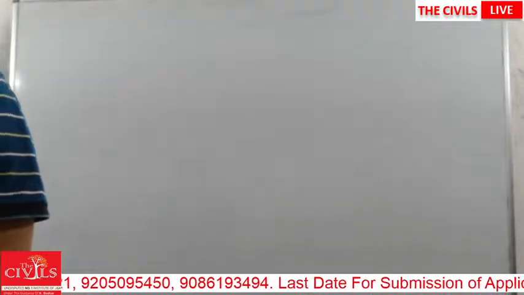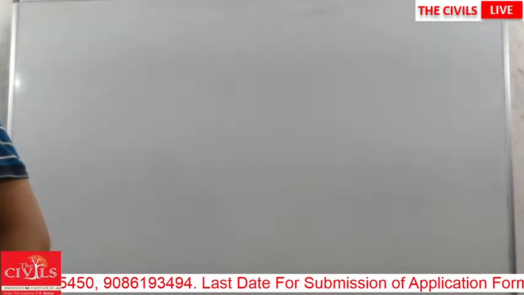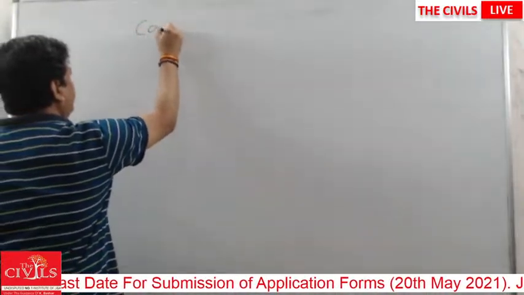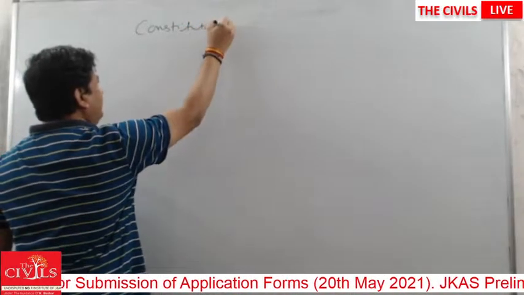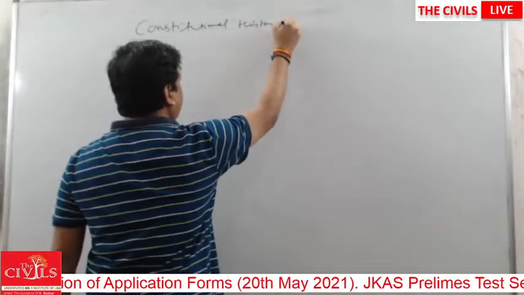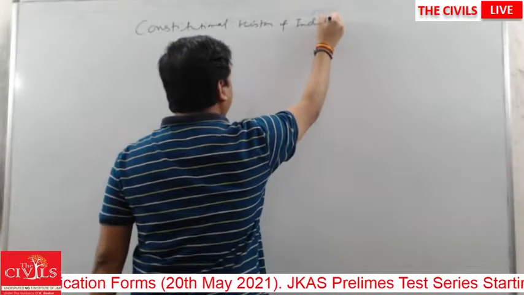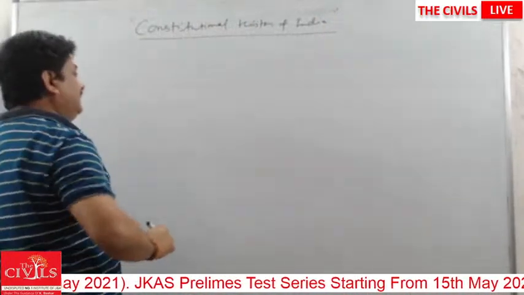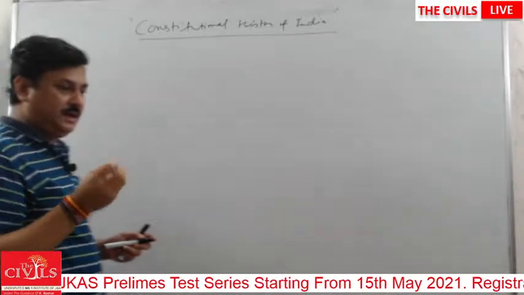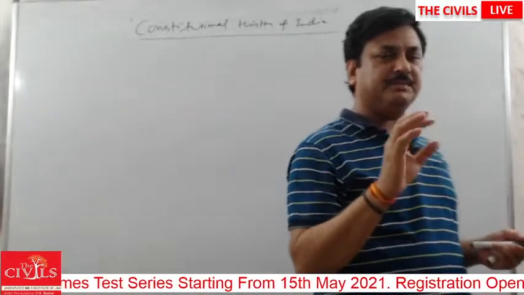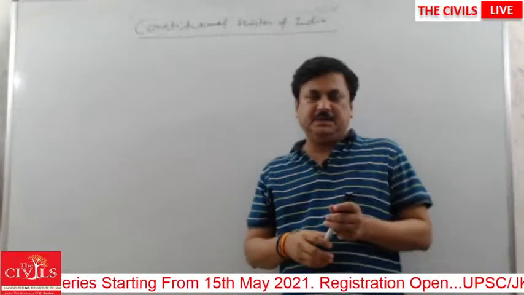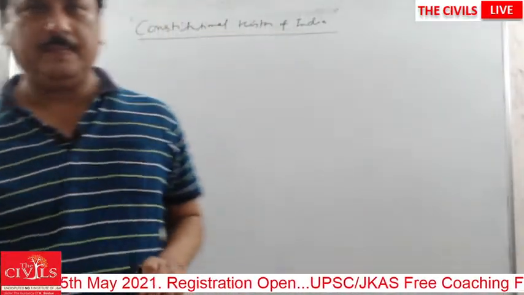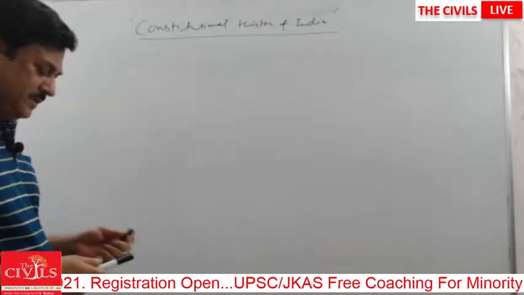So we were discussing the constitutional history of India. Under this topic we have discussed the acts from the Regulating Act, which was passed in 1773, to the Council Act 1861.